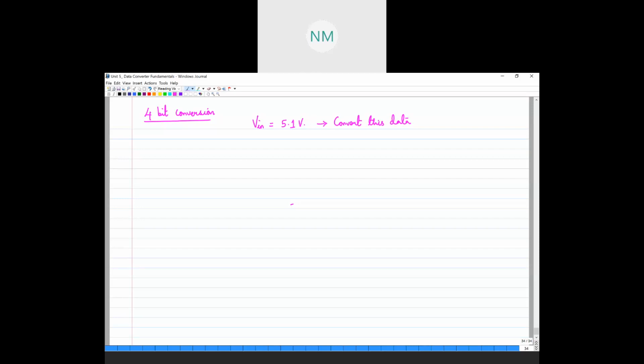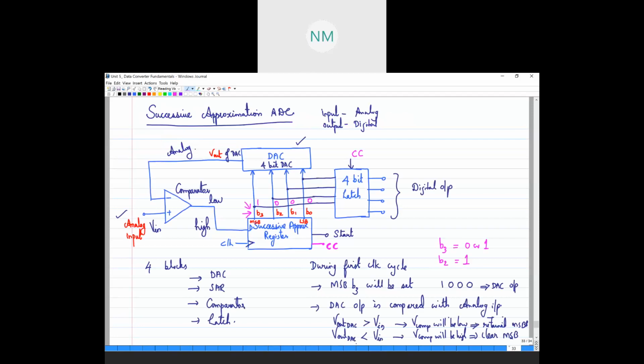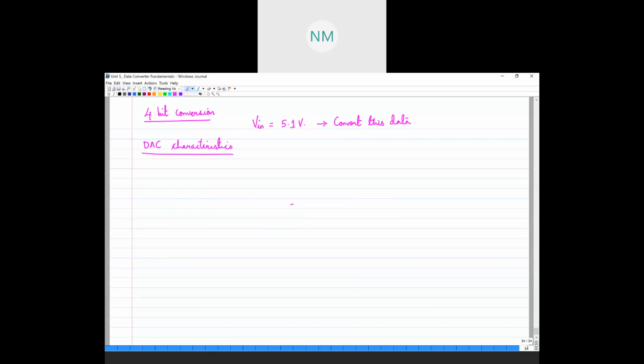Now before that, let me write the characteristics of the DAC here. We should know how the DAC will produce data, right? So you have a DAC in the block diagram, and we should know what the output of the DAC will be when the corresponding inputs are coming, right? Let me write the output of the DAC characteristics first.